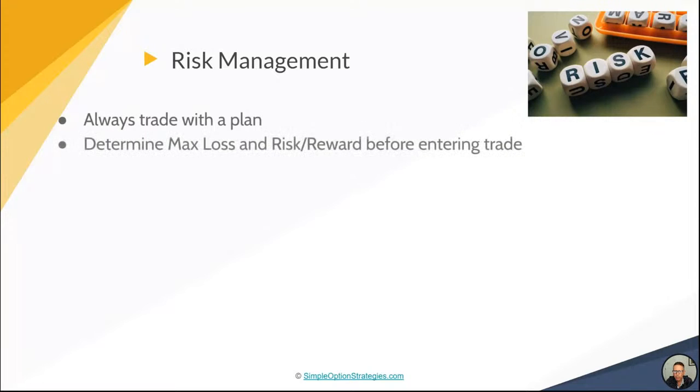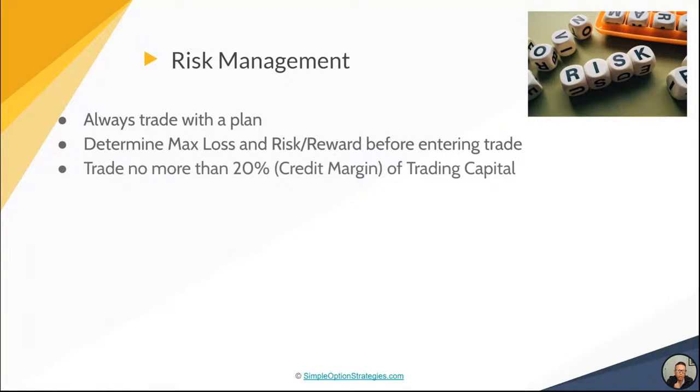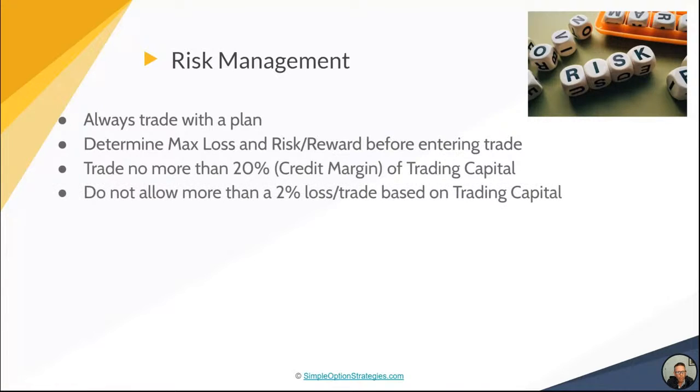Okay. You want to determine max loss and risk reward before entering the trade. Okay. You want to trade no more than 20% of your credit margin based on total trading capital. Okay. You want to leave room for drawdowns in case you need to adjust the position. You don't want to allow more than a 2% loss per trade based on your trading capital. So if you're using $10,000, let's say, your loss shouldn't be any greater than $200, right?